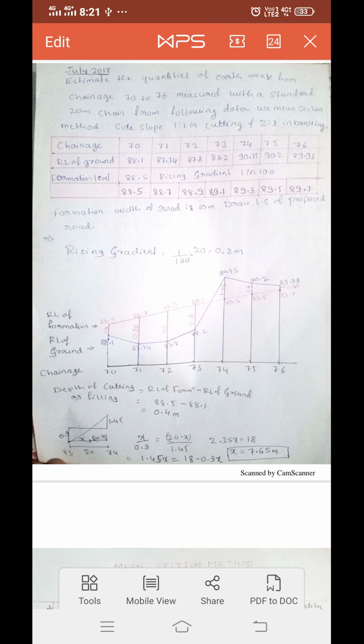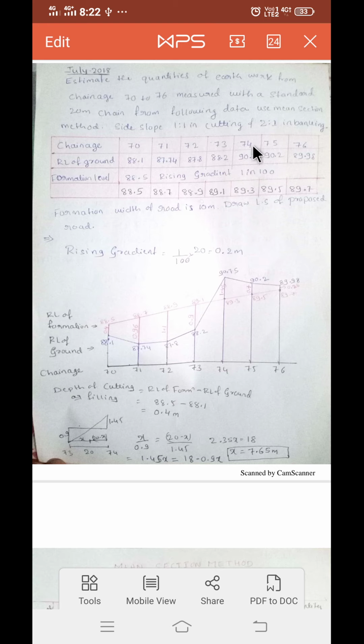Hello, good morning students. Today we will take one more problem from roadwork estimation. It has been in the question paper of July 2018. Estimate the quantities of the earthwork from chainage 70 to 76 measured with a standard 20-meter chain from the following data. Use the mean section method. The side slope is 1:1 in cutting and 2:1 in banking.